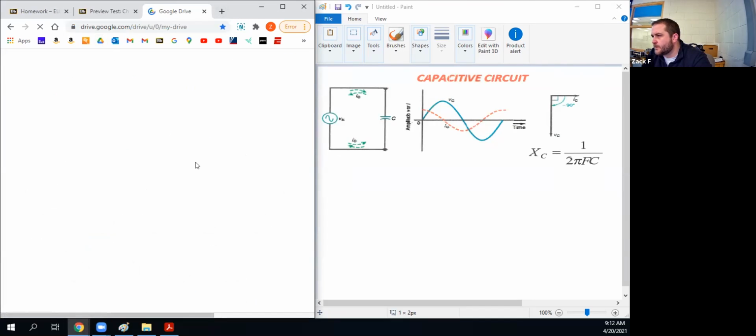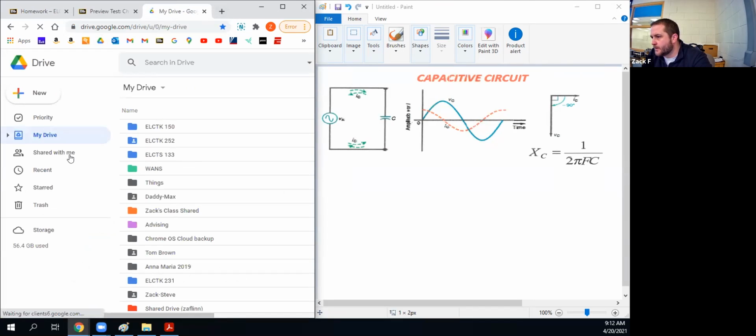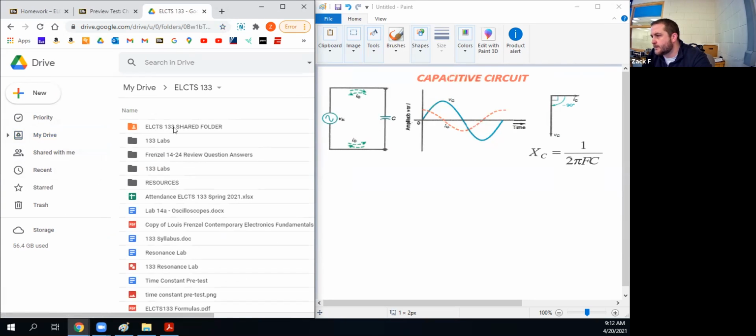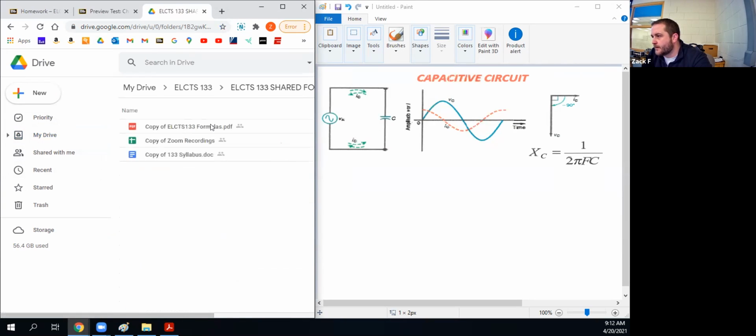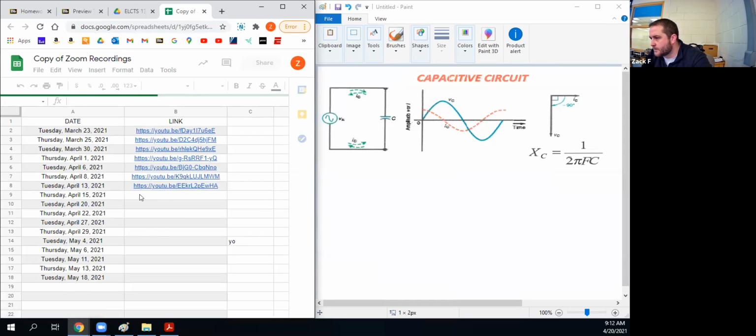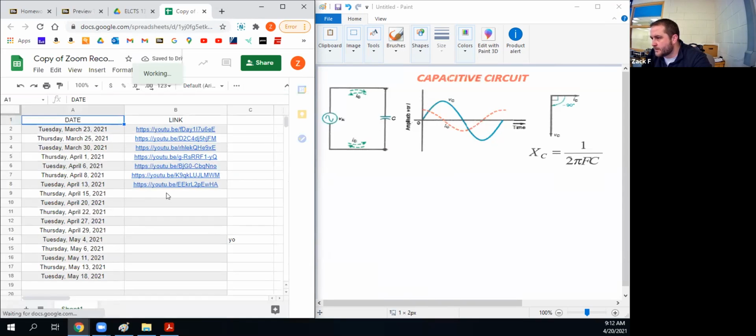If you go to your Google Drive and open it up, over here on the left, click Shared with me, and you'll see a folder that looks like this, the 133 folder I shared. Double click on that, and there's a formula sheet, a copy of the Zoom recordings, and the syllabus. If you click on the Zoom recordings, it's all the links for recordings that we've made. There was none this past Thursday.